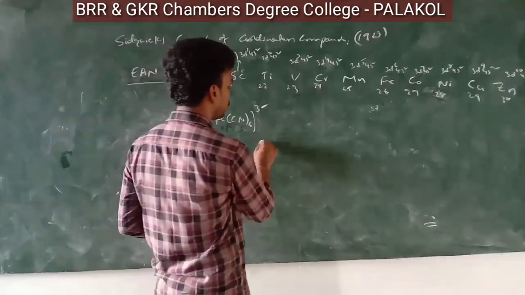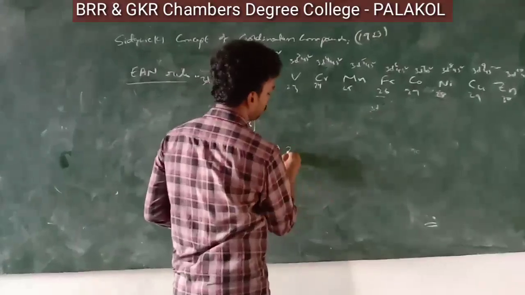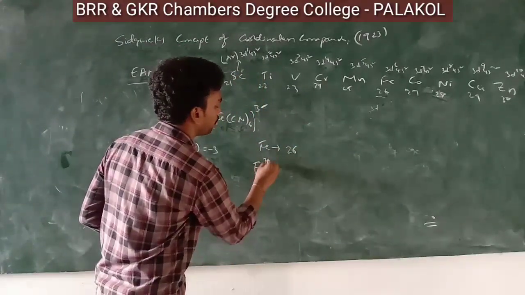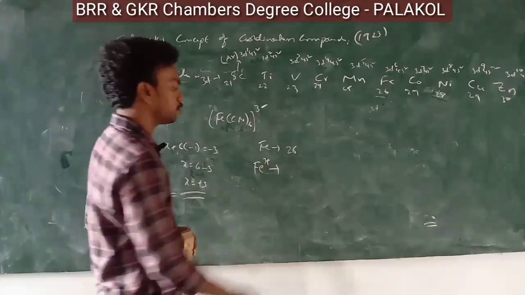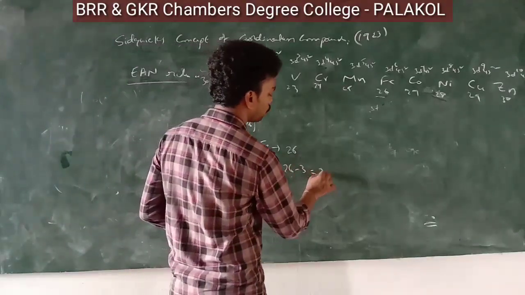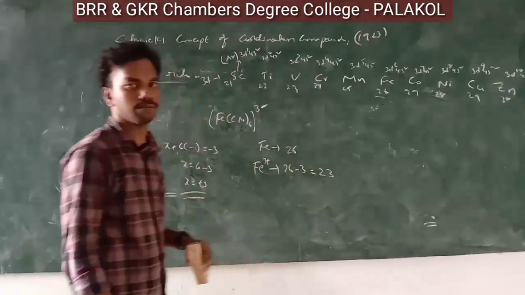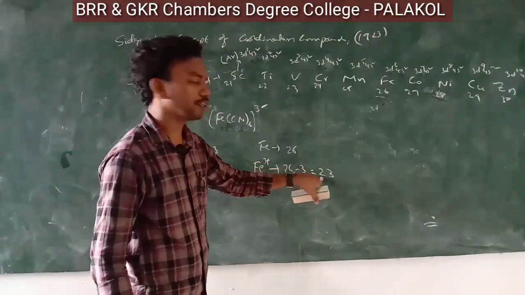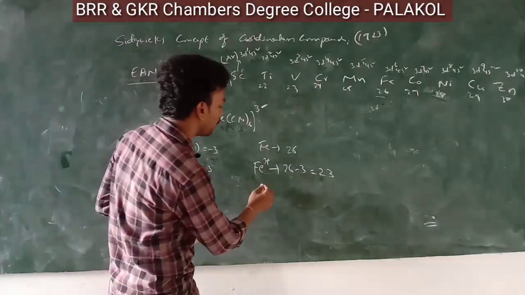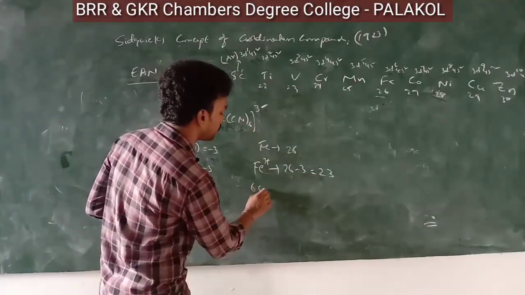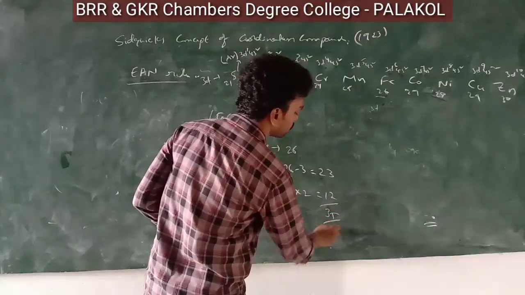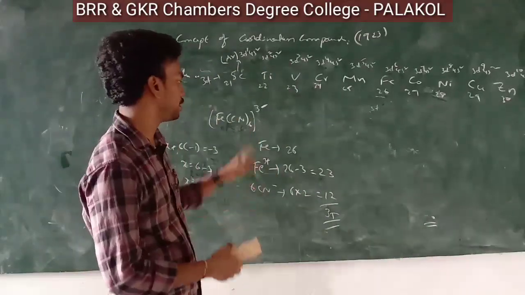Iron Fe has 26 electrons. Fe3 plus has 26 minus 3, that is 23 electrons. So the total number of electrons present on the metal is 23. Next, 6 cyanides, 6 into 2, that is 12. So 35 is not equal to 36. So this complex is unstable.